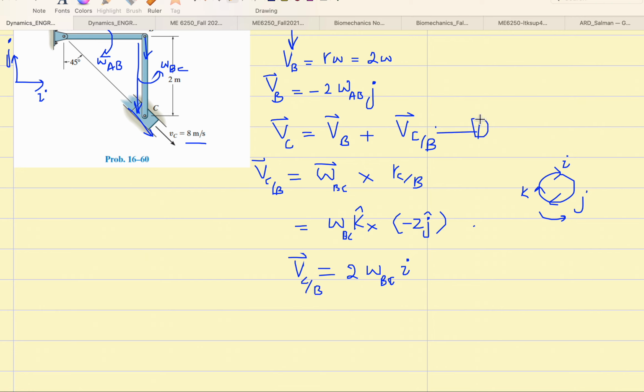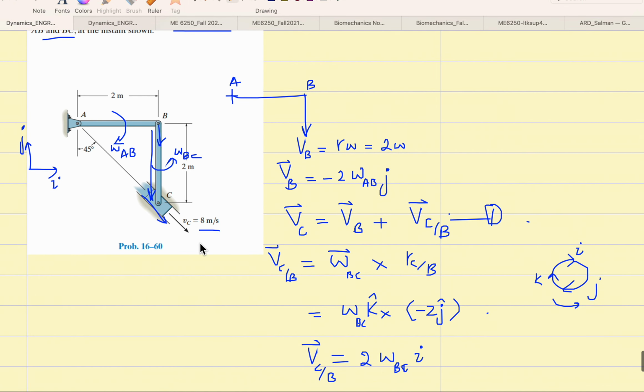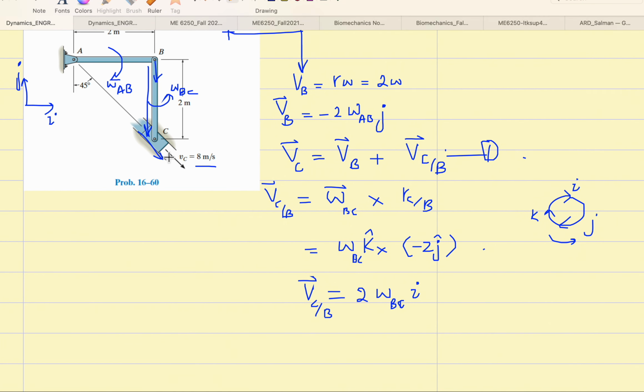Now let's plug it into equation number 1. VC in the vectorial form. We still have to do that vector form. Look, this is the vector. This is 45, so if this is 45, this is 45 too. So I can write VC as 8 cosine 45 I and negative, downward, negative 8, I'm sorry, this should have been sine, 8 sine 45 J. Do you agree with your professor?